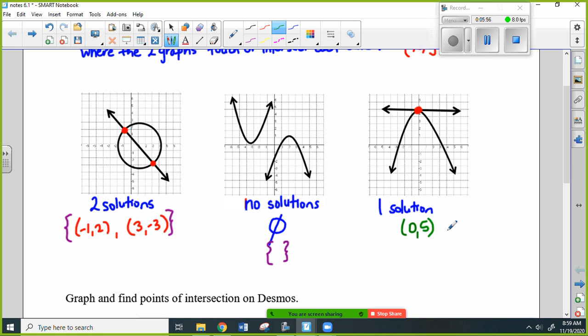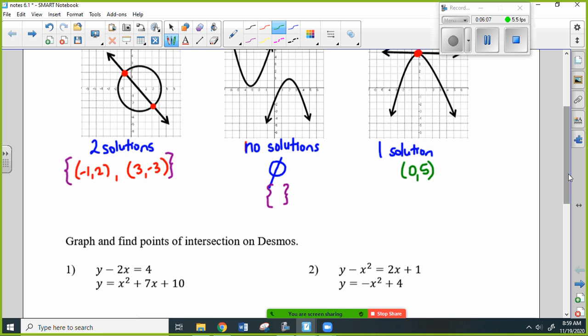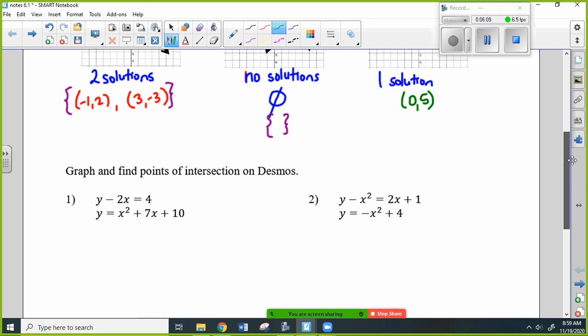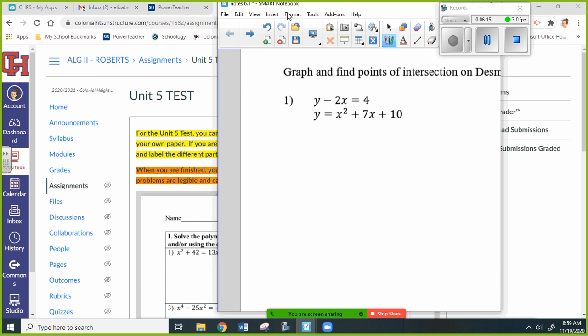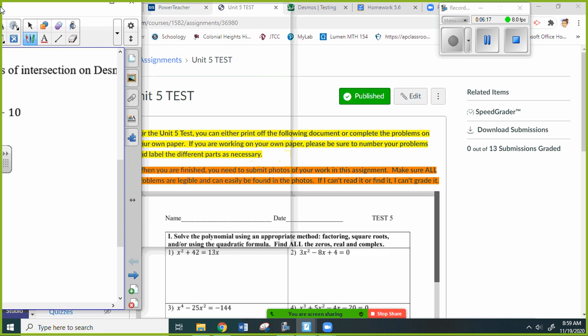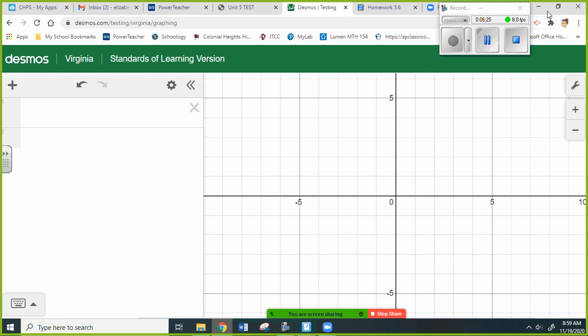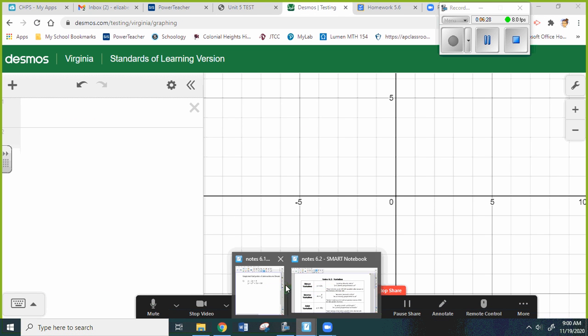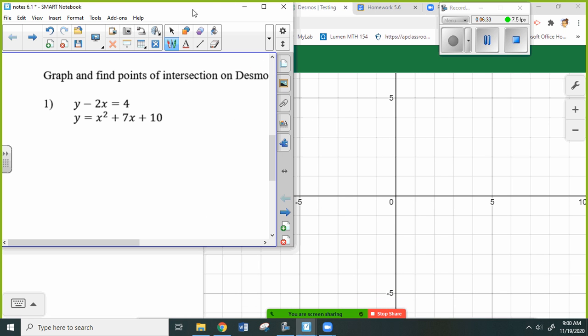All right, but you're not always going to be given the graphs, okay? More often than not, you're going to be asked to find the solution and you're only given the equations, okay? So that's where we're going to pull up Desmos. All right, so I am going to split my screen here. Oh, that didn't do what I wanted it to do. Hold on. Desmos. Try this again. Why isn't that shrinking? All right.